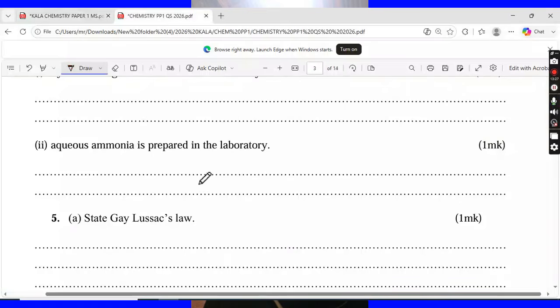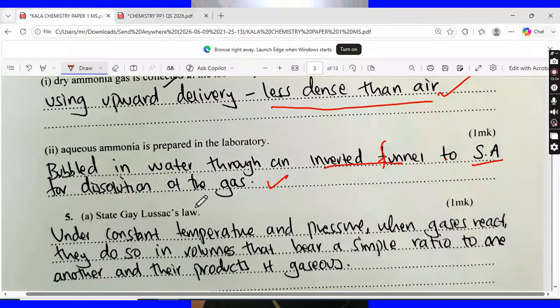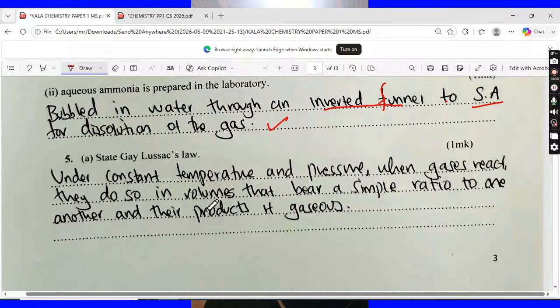State Gay-Lussac's law. You remember Gay-Lussac's law? Those are the things you need to remember. It says under constant temperature and pressure, when gases react, they do so in volumes that bear a simple ratio to one another, and to their products if gaseous. That is what is called Gay-Lussac's law.